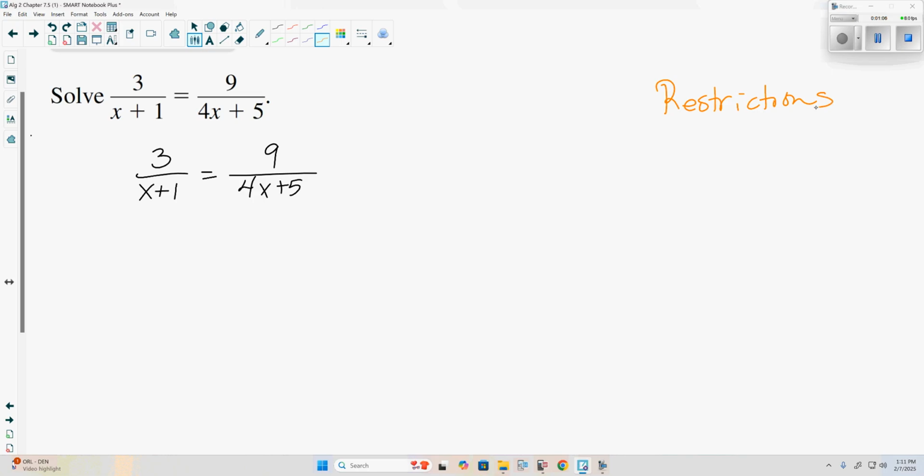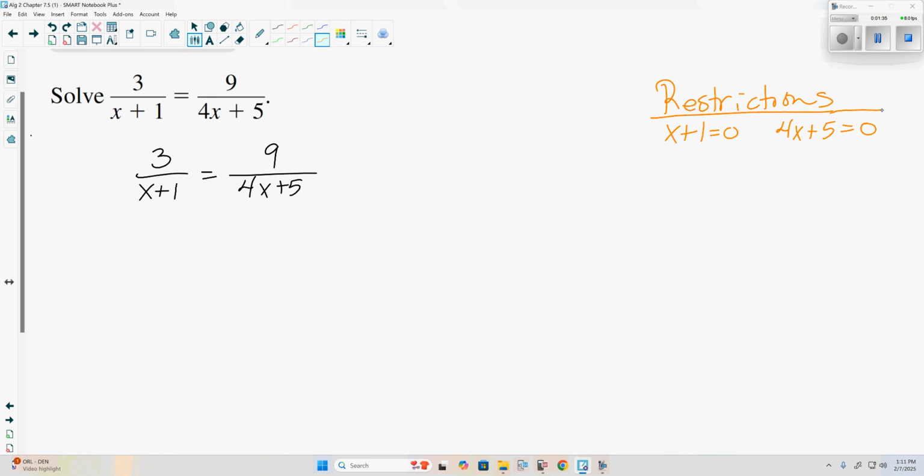Our restrictions are any value of x that would make a denominator be 0. Here there are two places where the denominator could be 0: x plus 1 and 4x plus 5. If a value of x makes either one of these 0, the denominator would be 0, and that will not work. We have to remove those solutions if they do show up.